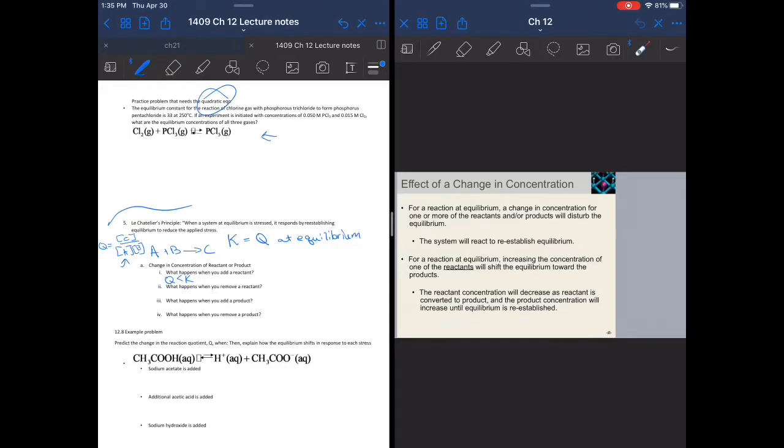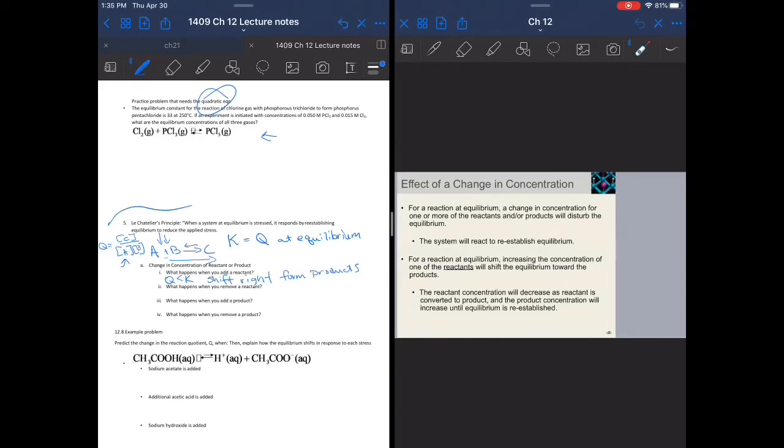To regain equilibrium, what needs to happen? We have to shift right. If we add in more reactants, then the overall equilibrium is going to respond by making more products until we get back to K, until Q equals K again. So if we add more reactants, we will form more products.